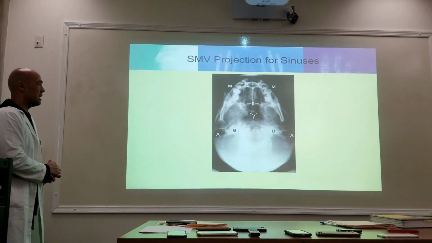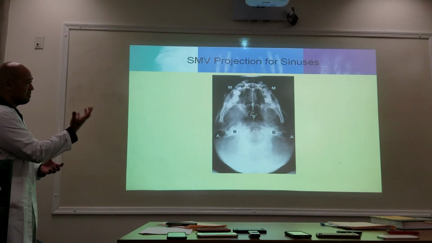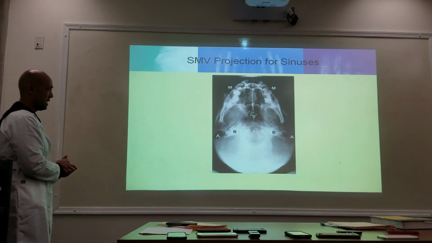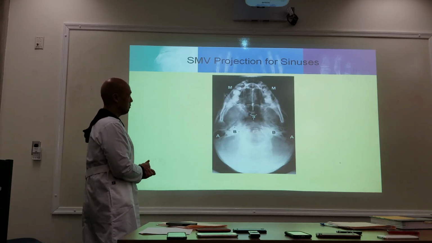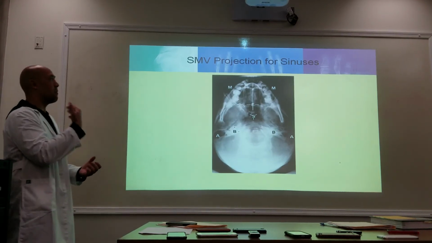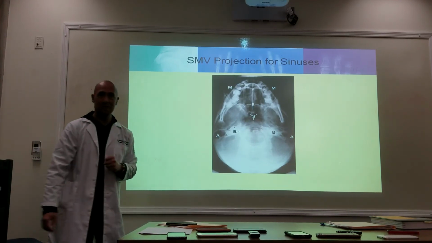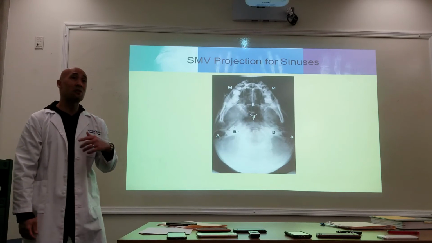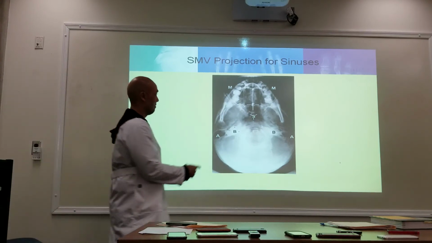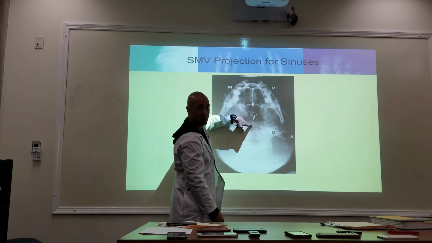All right, SMV projection. You're not going to see the maxillaries very well in this projection. They get burnt out, but they are there. There may be some superimposition. So again, we're looking from the bottom up. The ethmoids and the sphenoids are presented. Remember, the ethmoids are anterior. Sphenoid is posterior. It's going to be superior.